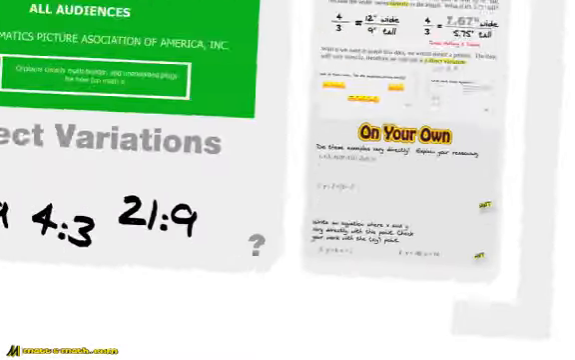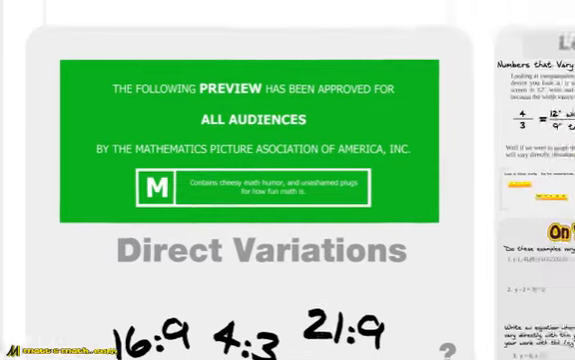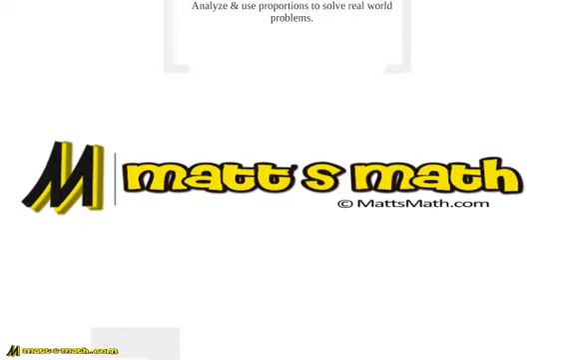All right. Well, how you doing? You able to answer our guiding question of how do things vary directly? All right. Well, that's pretty much it for today. So we talked about movie theater screens and how things vary directly.